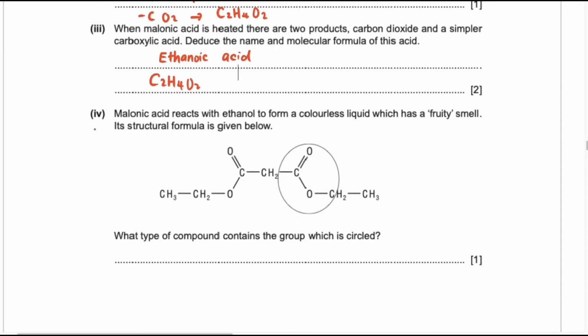Part 4: malonic acid reacts with ethanol to form a colorless liquid which has a fruity smell. Fruity smell is very important. Ester, that means it is an ester. Its structural formula is given below. You can see this is the structure. COO is the functional group for the ester. What type of compound contains the group which is circled? Ester. Ester has COO.